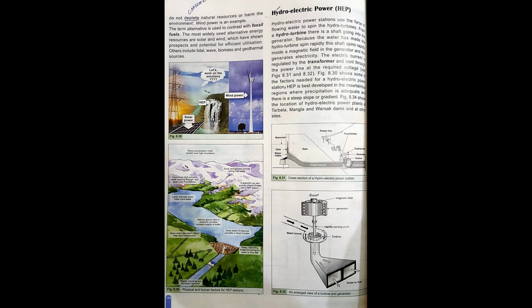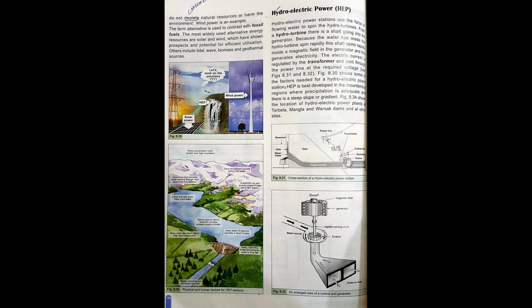Hydroelectric power stations use the force of flowing water to spin the hydro turbines. From a hydro turbine, there is a shaft going into a generator. Because the water has made the hydro turbine spin rapidly, this shaft spins rapidly inside a magnetic field in the generator, and this generates electricity. The electric current is regulated by the transformer and sent through the power line at the required voltage.